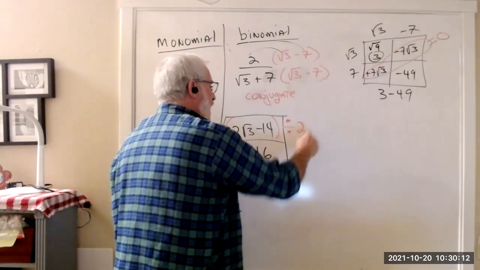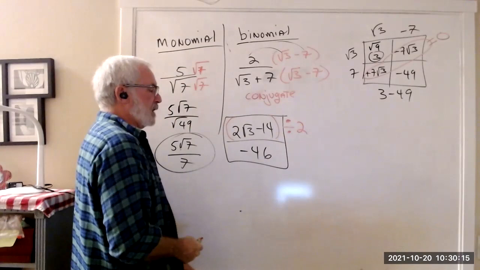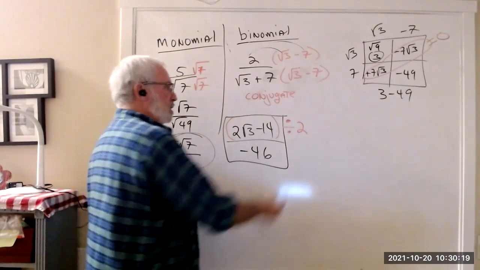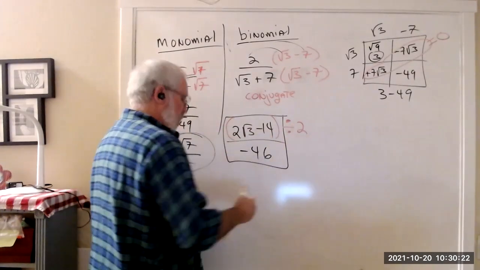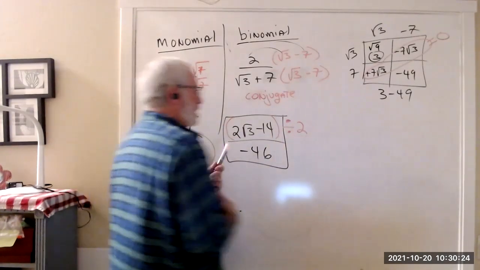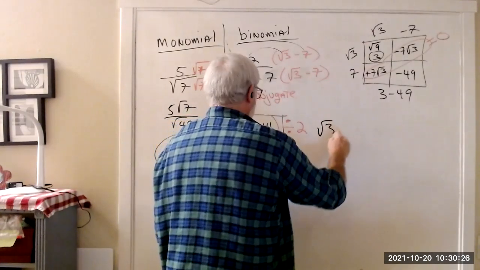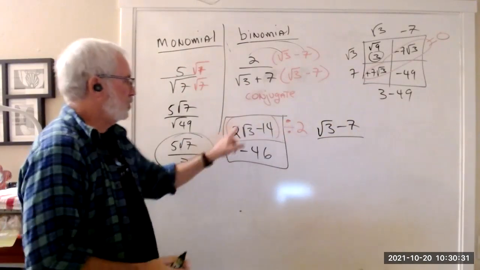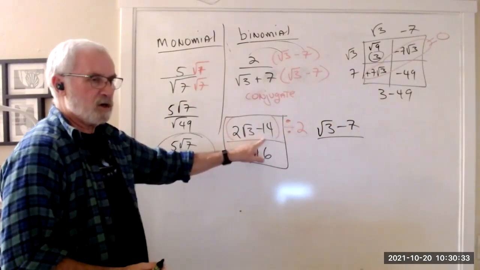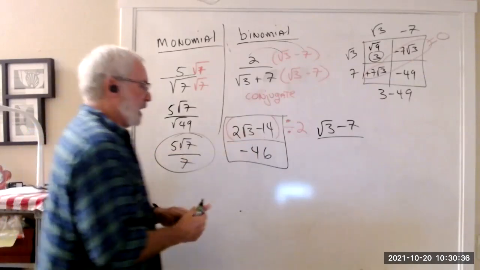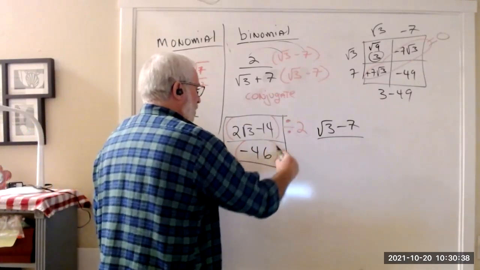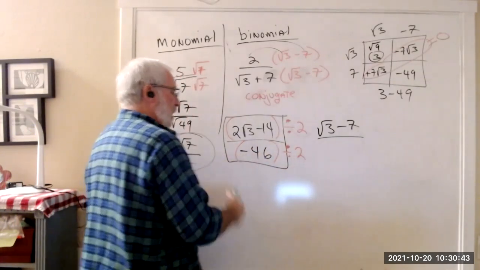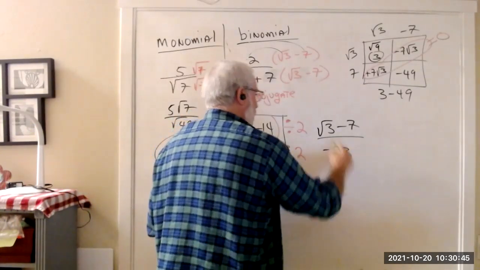Can I divide everything in the top by 2? Okay, this is a regular normal 2. And the answer is yes, I can. So this becomes the square root of 3 minus 7. 2 into here, 2 into here. Can I divide everything in the bottom by 2? Yes, I can. Negative 23. Okay.